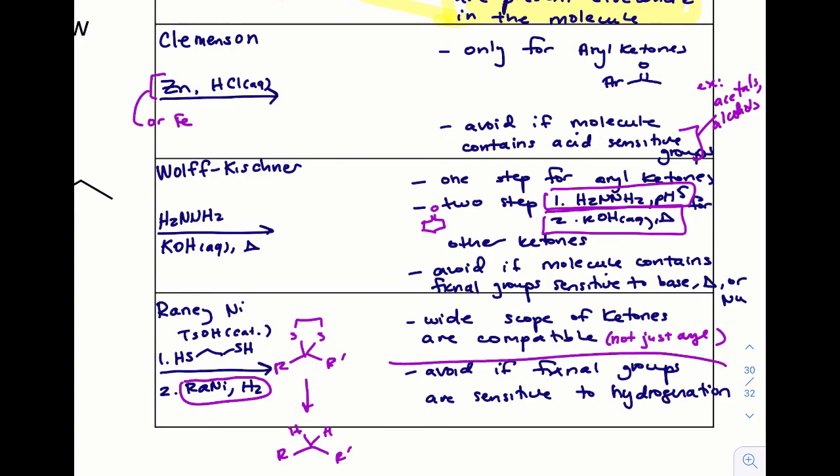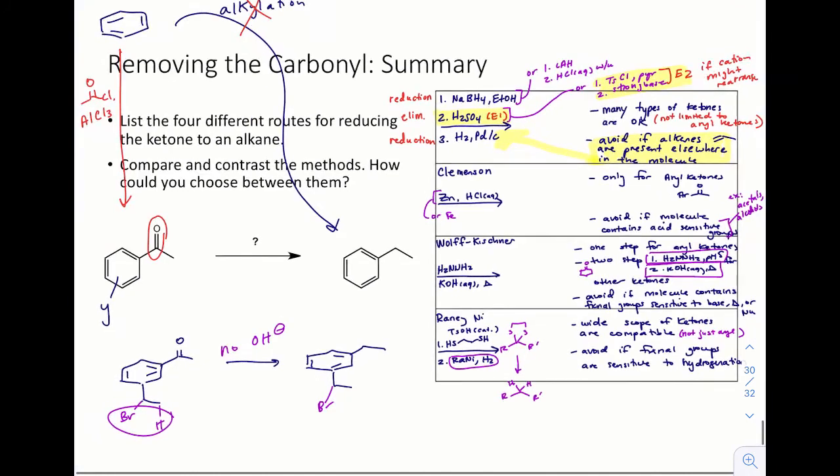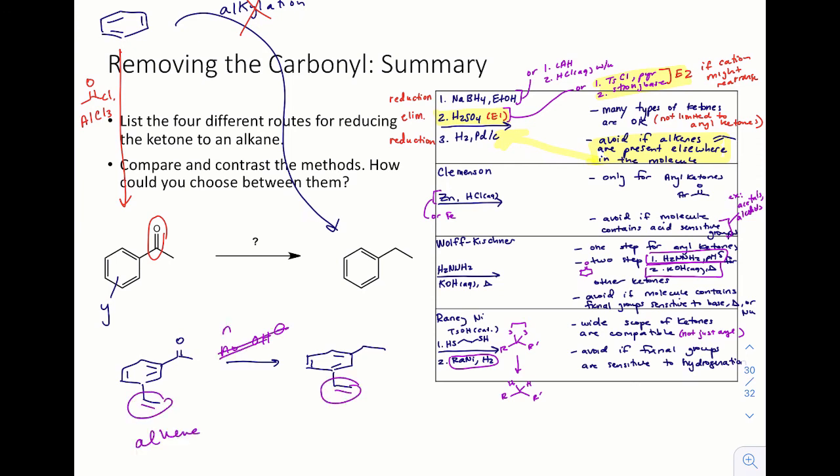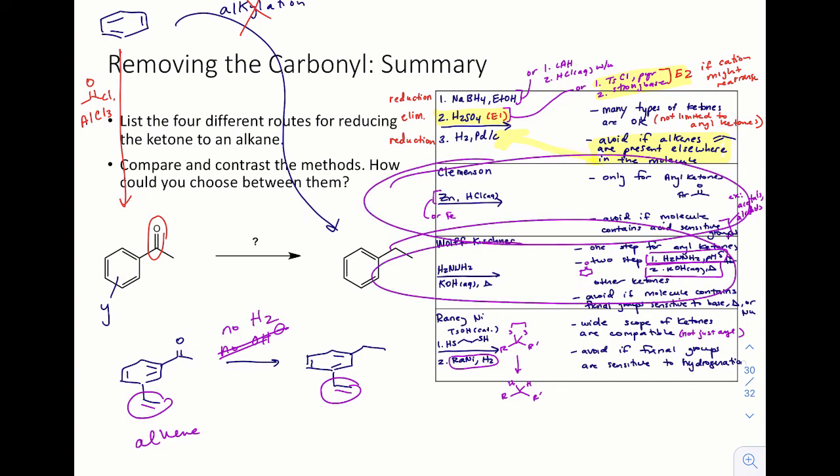You would avoid this method if you had functional groups that are sensitive to hydrogenation. So basically you would avoid it for the same functional groups that you would avoid for the first method here. Okay, because it also involved a hydrogenation. So if there was an alkene, okay, so for alkenes again, we cannot hydrogenate, but you could use Wolff-Kishner.